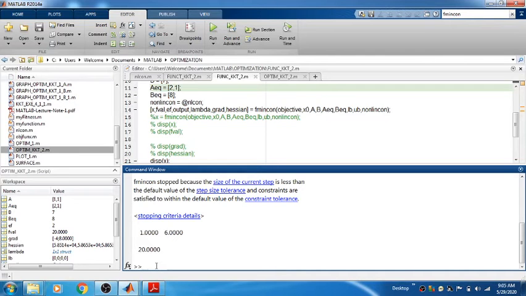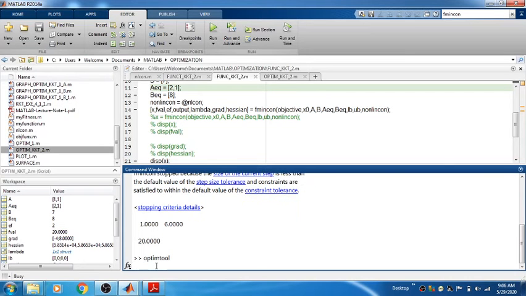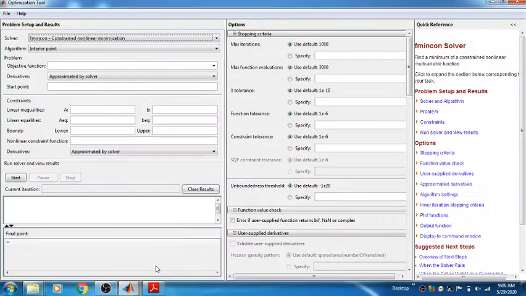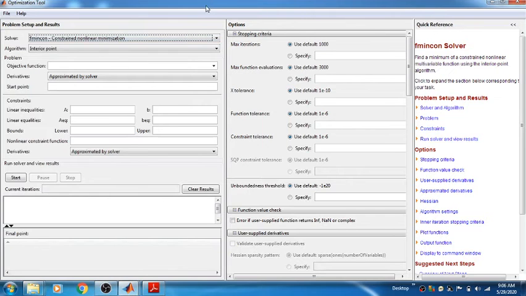So that means the first two I have seen: the first one was the graphical approach, and the second was with the help of code and the inbuilt function inside the Matlab library. Now the optimization tool. I can write here optimtool, and it will go directly to the optimization tool pop-up.